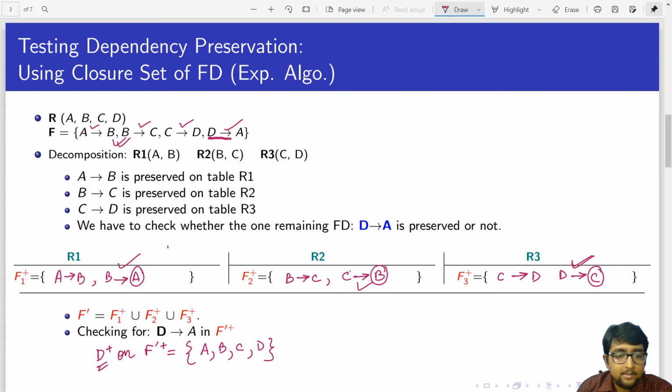Correct? So since D's closure has the A attribute, we can say that therefore D functionally determines A in F dash. Got it? So we got back the functional dependency by performing the union of F1 plus, F2 plus and F3 plus. So that way we can say that the functional dependency D functionally determines A is actually holding in the decomposed tables. So this is a dependency preserving decomposition.